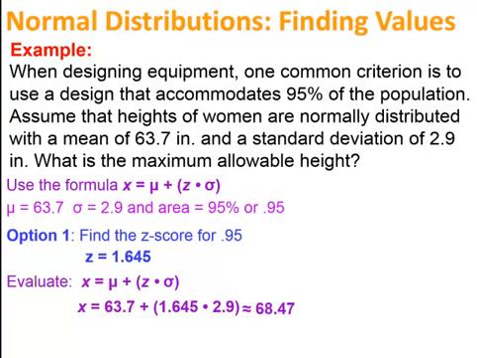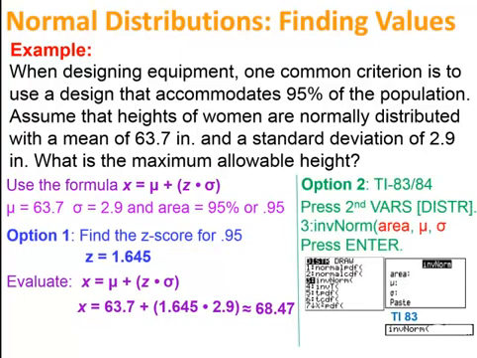So I would end up with this 68.47. The second option, and this is the option I prefer, is to use the calculator, and you're going to go into that distribution menu. The second bar is that distribution, and you're going to choose number 3. Now in number 3, if you have the older calculator, you'll put in the area, and in this case it's that 0.95, the mean and the standard deviation, and you hit enter, and you will get the X value that is associated with that information.